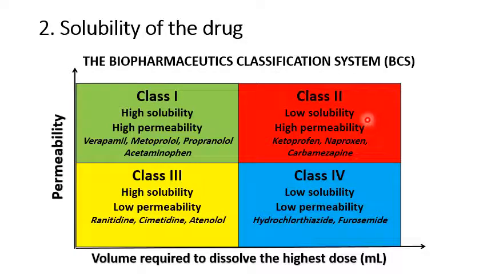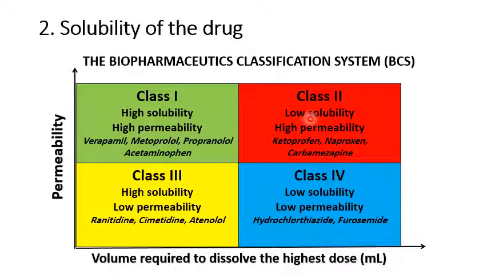Another factor that could affect the bioavailability of a drug is the solubility of the drug in the gastrointestinal tract. The biopharmaceutics classification system classifies drugs into 4 groups. Class 1 drugs have high solubility and high permeability. Such drugs can be easily absorbed from the gastrointestinal tract.